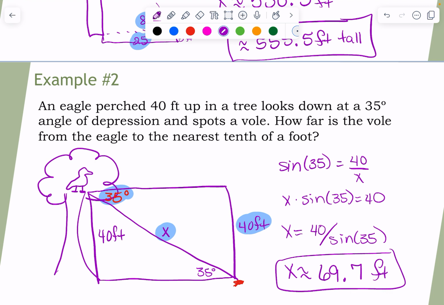Okay, so like I said, this is very similar to what we have been doing. It's just a matter of now putting it in the correct representation in the triangle. And that is angle of elevation and angle of depression.